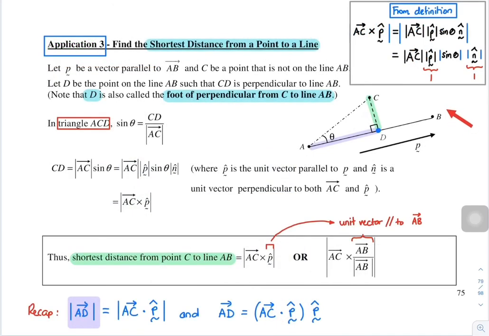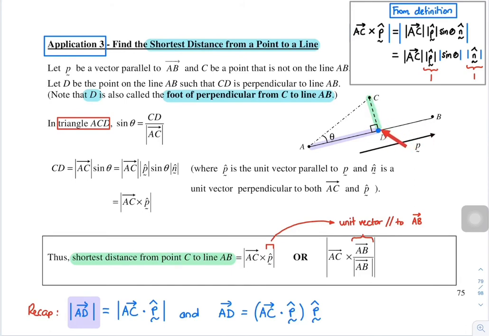The third application of the vector or cross product is to find the shortest distance from a point to a line. Let's look at this setup. I have the point A and the point B forming a line segment. I have a point C over here. The shortest distance from the point C to the line AB is by connecting the point C to a point D, where the point D is called the foot of the perpendicular of point C to the line AB, such that CD is perpendicular.